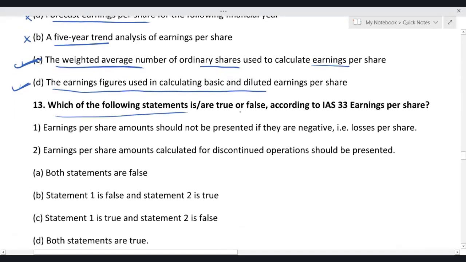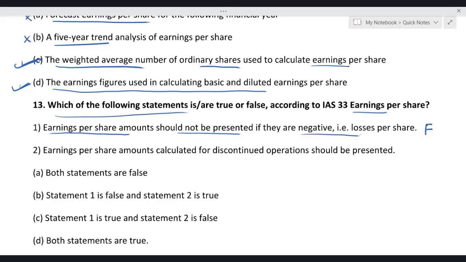Which of the following statements are true or false according to IAS 33? Earnings per share amount should not be presented if they are negative, that is loss per share, false. Every business is not a profitable business, or every company will not make a profit every year. There's a possibility that sometimes, instead of profit, you have a loss. So you will not have earning per share, you will have a loss per share. Even if loss per share comes, you have to disclose it.